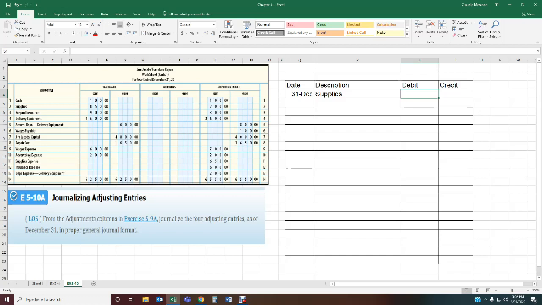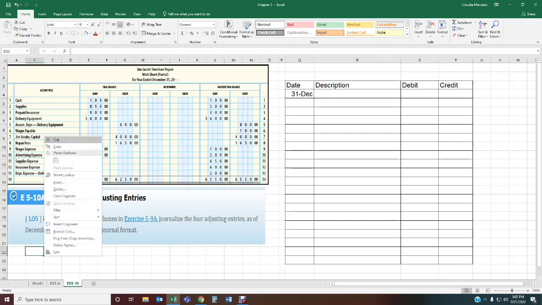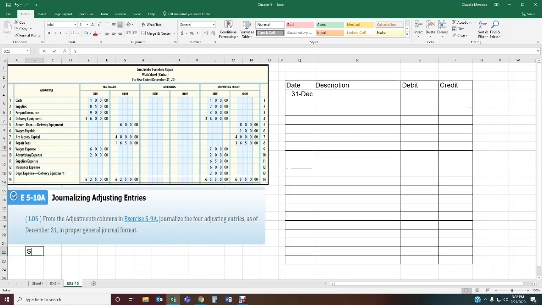I'm going to go ahead, and because your supplies is decreasing, I am going to credit. Now it's very important that we know supplies is an asset. Okay, so let me write that here. Supplies is an asset account.